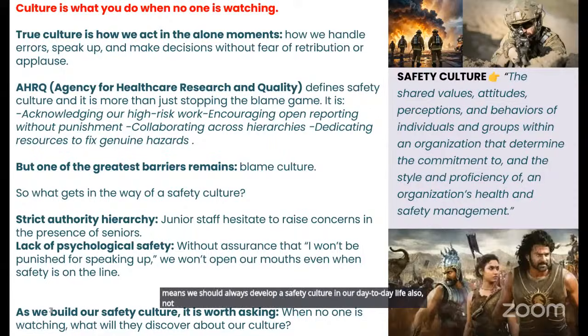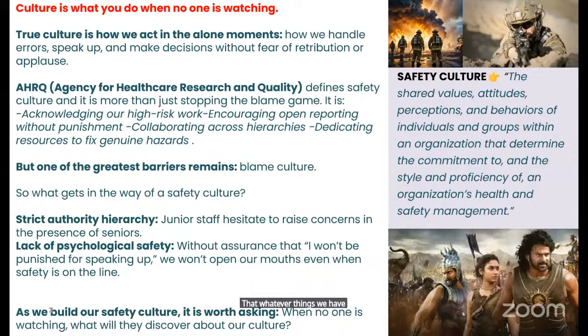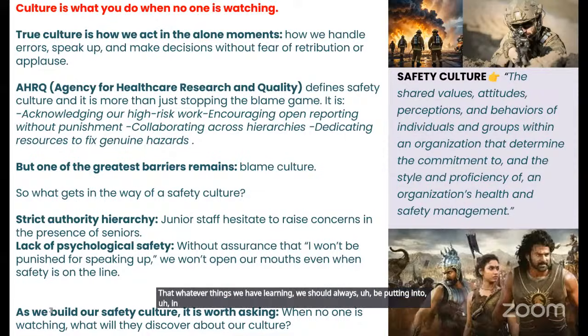only in the hospital but also in personal life. Whatever things we are learning, we should always put into practical scenarios. Whatever SOPs and standards are there, we should follow them religiously, not only when somebody is watching or not only when somebody is telling.